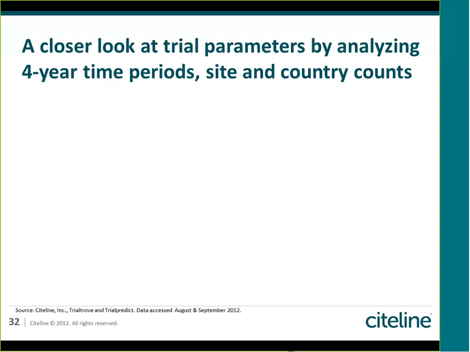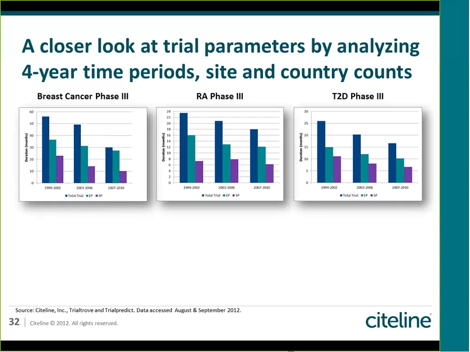So a similar analysis was done for all of the diseases that we listed before, and I'm showing only a few here. These are all phase 3 trials that we looked at, and shown here are breast cancer phase 3, rheumatoid arthritis phase 3, and type 2 diabetes phase 3. And all of them show a decline in total trial duration in the blue bars, and also in enrollment period durations in the teal bars. The study period also decreases in breast cancer and in type 2 diabetes.